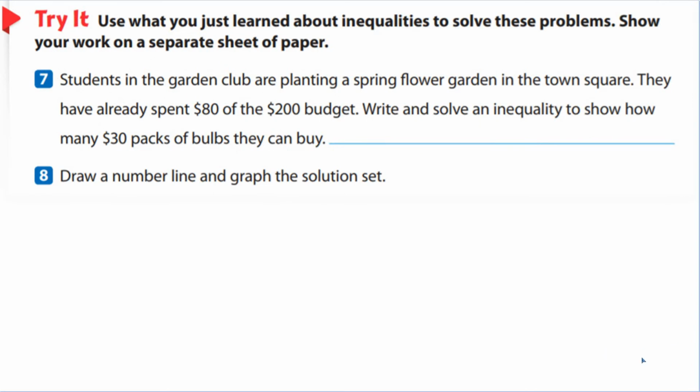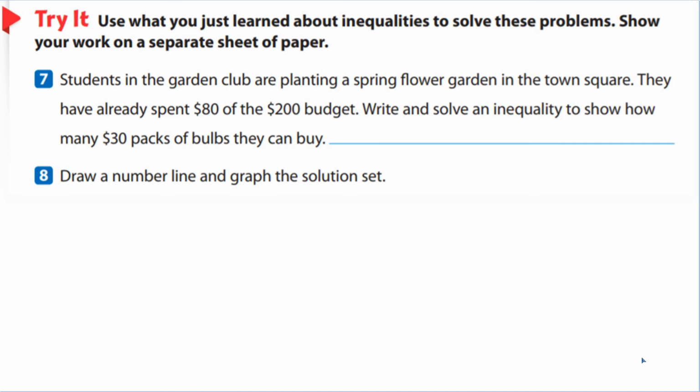Now we're going to ask you to try it. Use what you just learned about inequalities to solve these problems. Show your work on a separate sheet of paper. Once you have the answers to both of these questions, pause the video and then unpause it to check your answers. Question 7. Students in the garden club are planting a spring flower garden in town square.